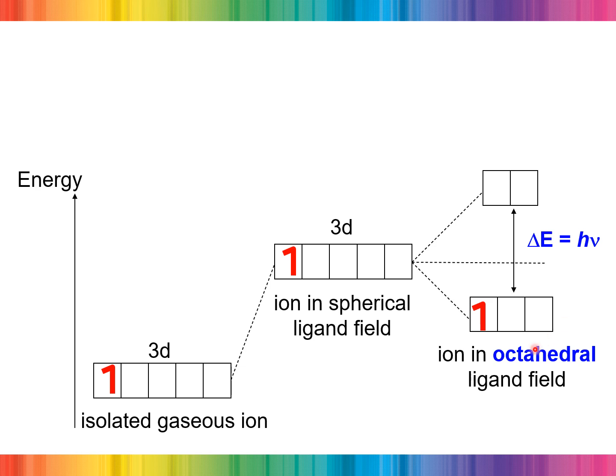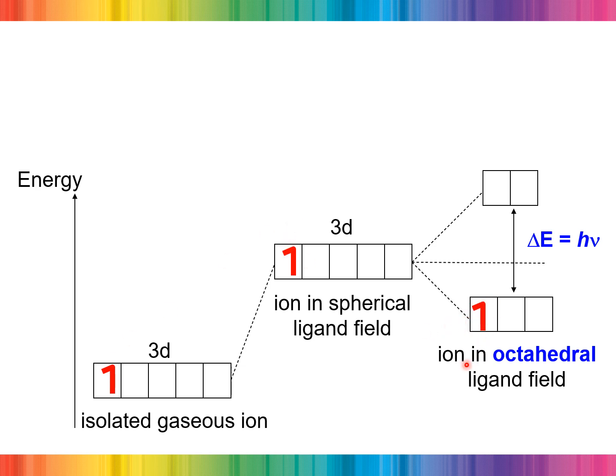Okay, I'd like to draw attention to one electron within this system. Let's say this electron in the isolated gaseous ion has always been residing in this 3d orbital, and now it's at the lower group.